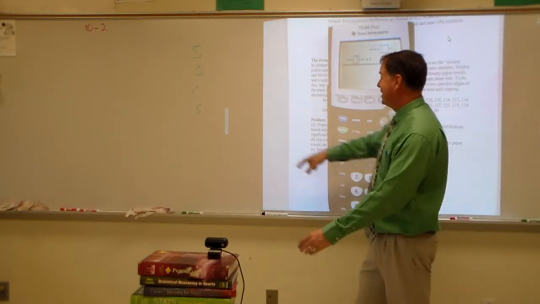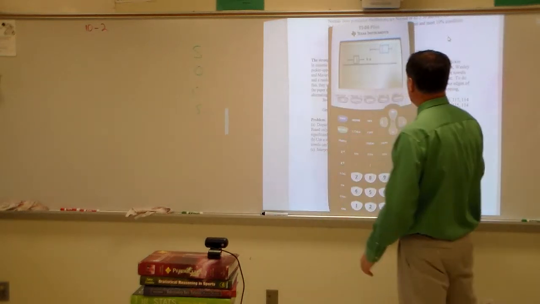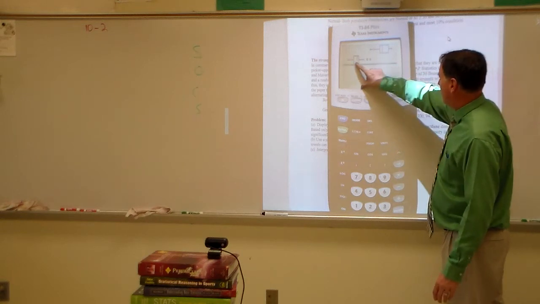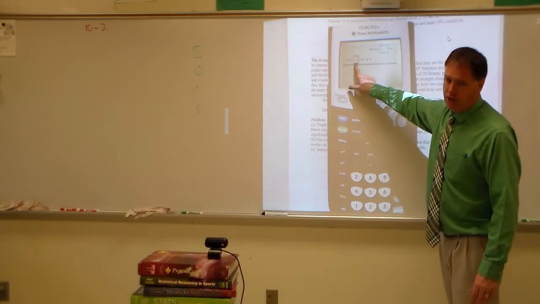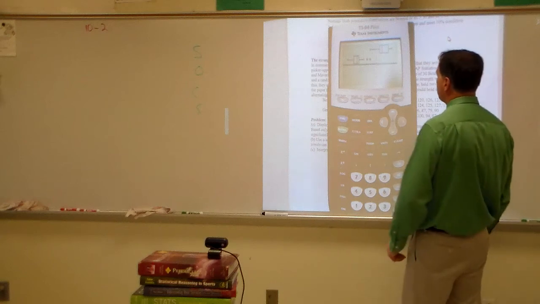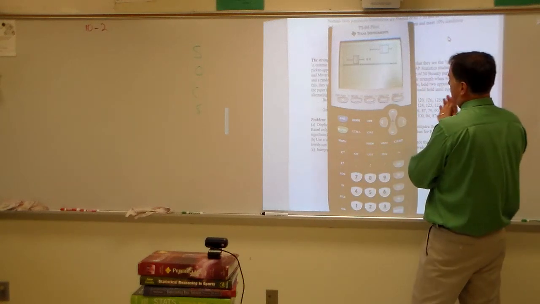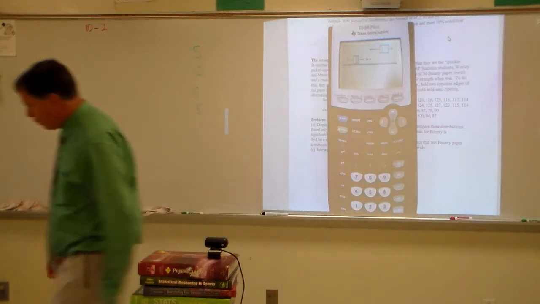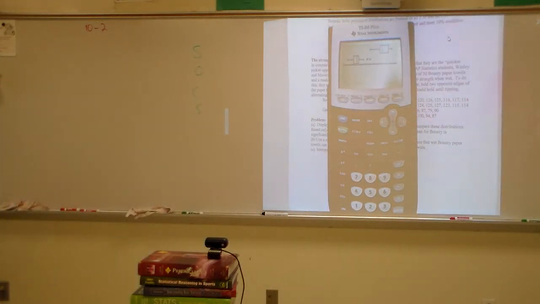Center. The mean for Bounty is much greater than the mean for generic paper towels. Okay? The spread, you could look at the spread. Let's do that. Let's look at the spread for these two.